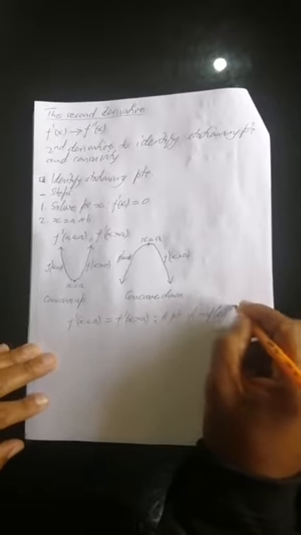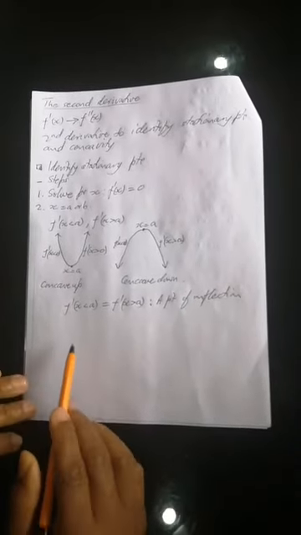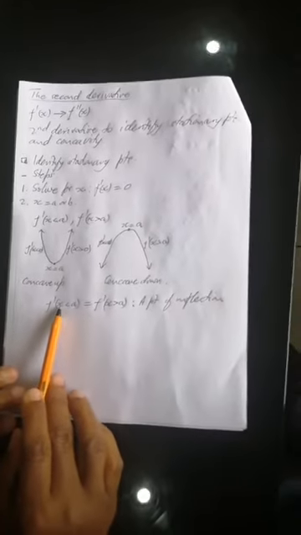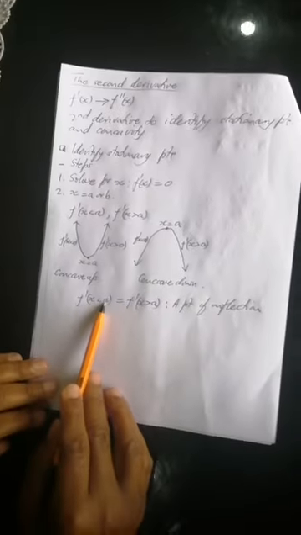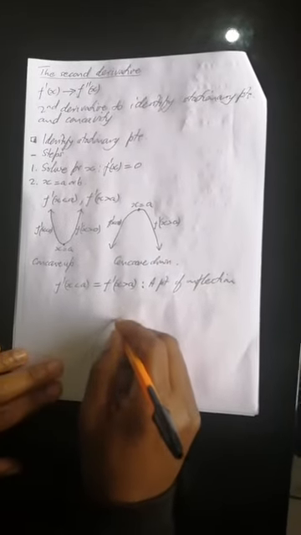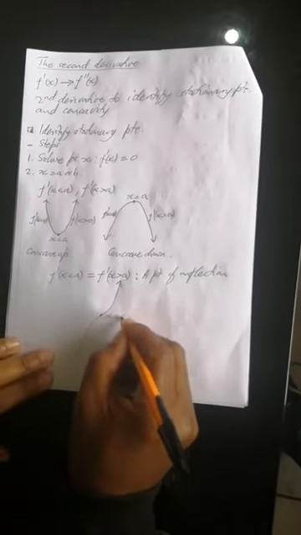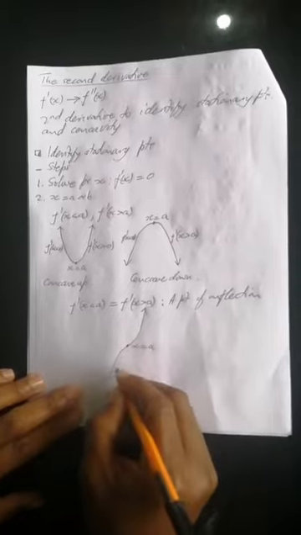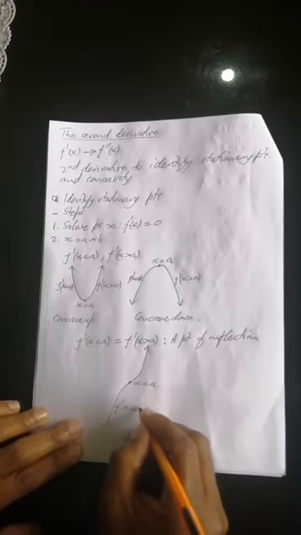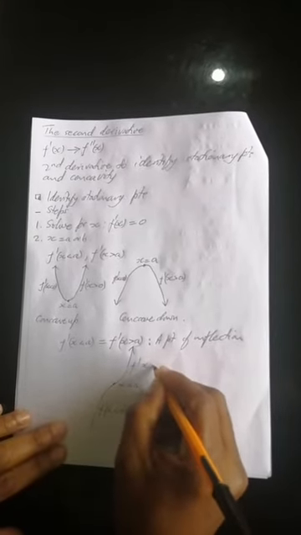A point of inflection. In other words, we are saying the gradient of the graph to the left of A and to the right of A is the same. That's what we are saying. So the graph will be of this form, where our point x is equal to A, and this is f dash of x less than A, and that side is f dash of x greater than A.